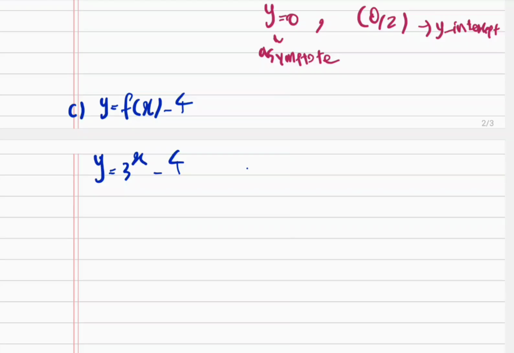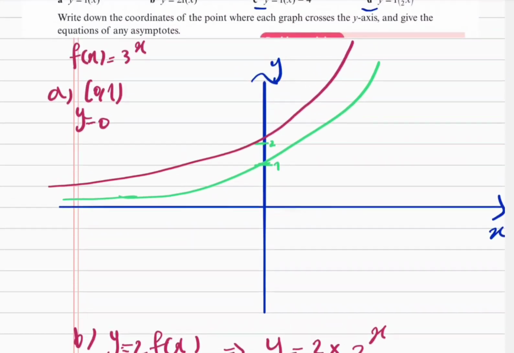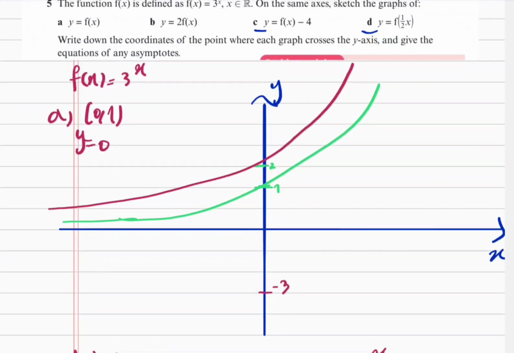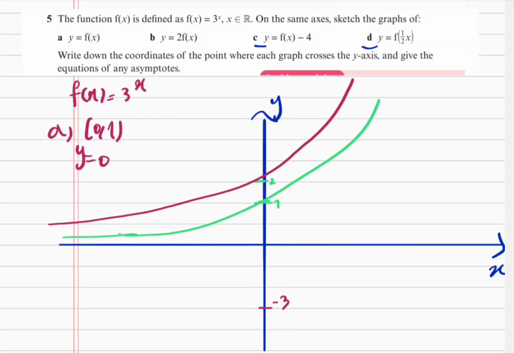The first thing is finding the y-intercept. When x is equal to 0, we'll have 3^0 - 4. 3^0 is just 1, and 1 minus 4 is minus 3. So minus 3 is going to be the y-intercept of y = f(x) - 4.